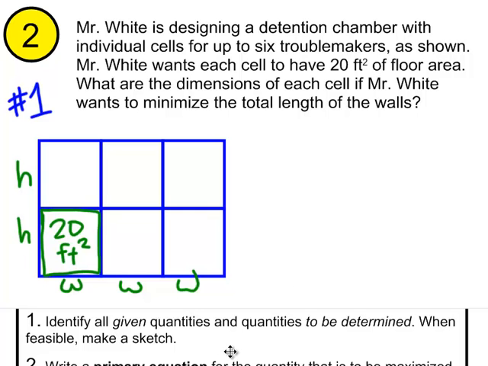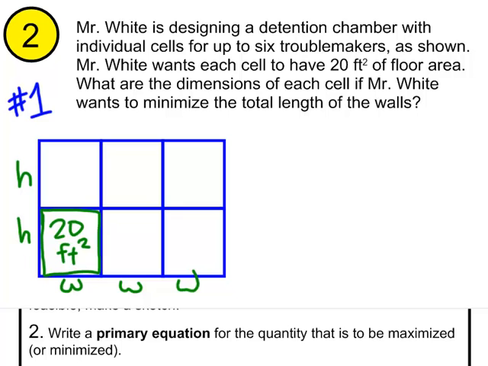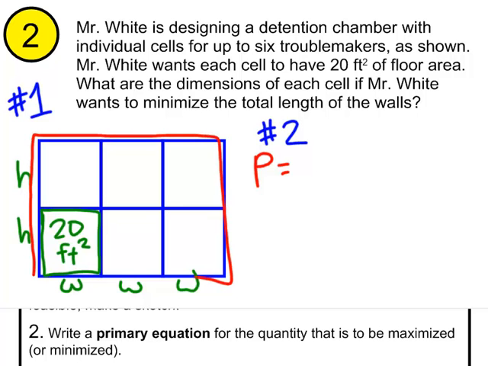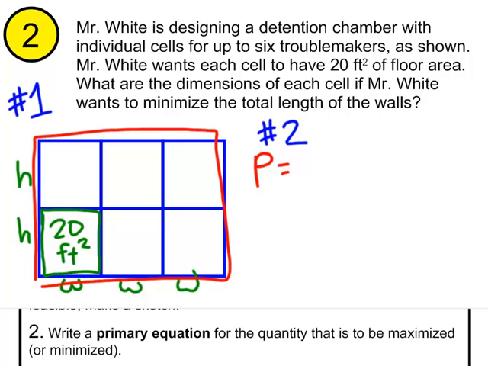And now we'll go on to step 2, writing that primary equation for the quantity that is to be maximized or minimized. So I'm going to use the letter P, I guess for perimeter, although that's a little bit dangerous because that seems to imply that perimeter is just the total length around. I obviously want all those wall lengths, but I'll use P anyway for lack of another preferable choice. And having said that, be careful. I have had a number of students in the past just focus on the perimeter and for whatever reason forget these interior walls.